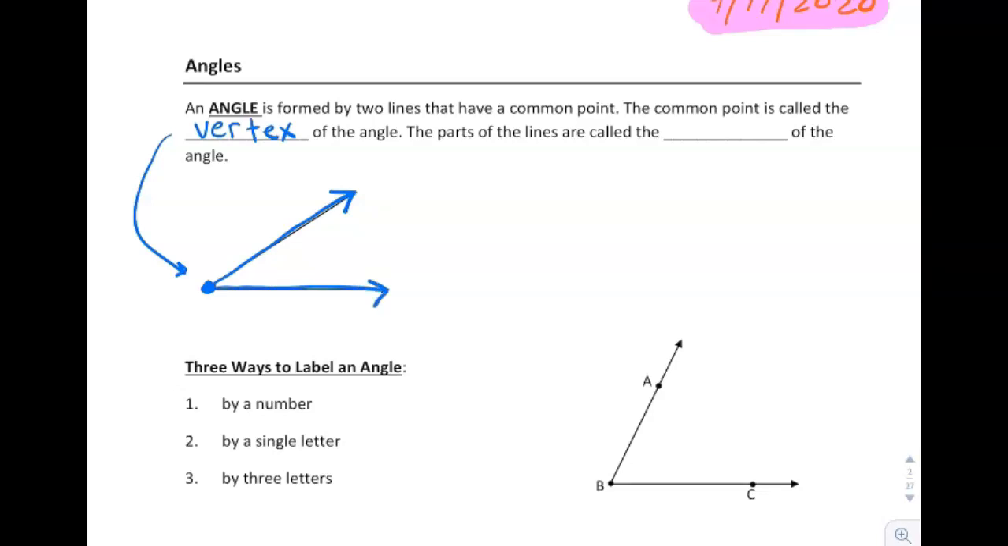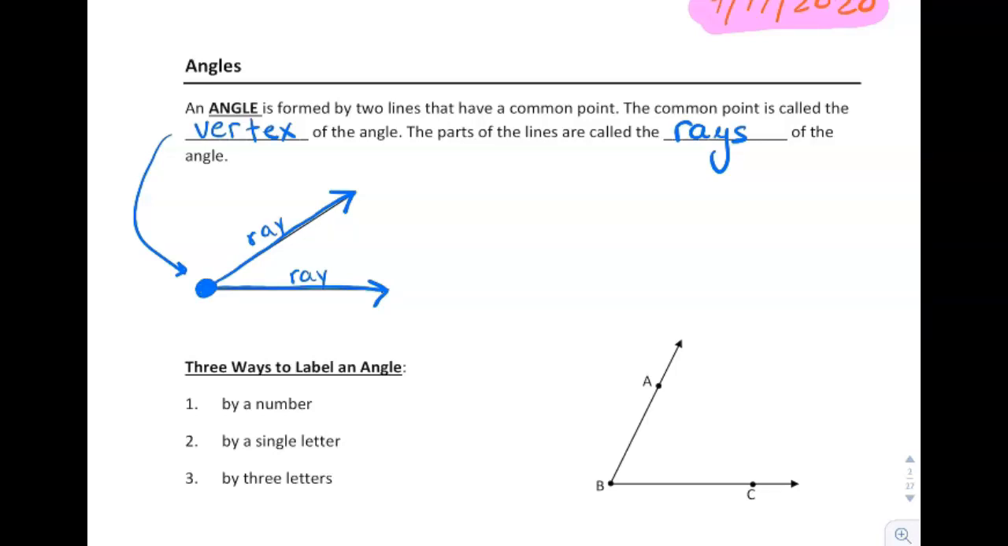And when a line has one endpoint and one arrow, we call that not a line, we call that a ray. So those are the rays of the angle. That is a ray, that is a ray. And they meet at the vertex.